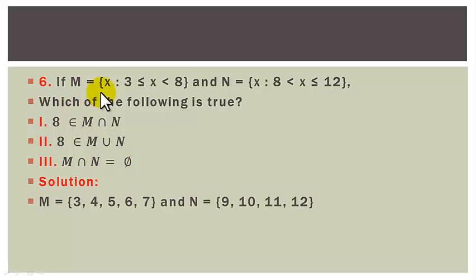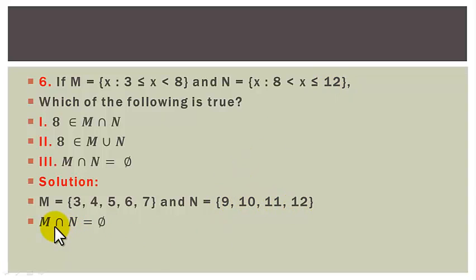Solution. Let us list the elements of the sets M and N. Since x is greater than or equal to 3 but less than 8, the elements of the set M consist of the numbers from 3 to 7. That is 3, 4, 5, 6, and 7. And in N, since x is greater than 8 but less than or equal to 12, the elements of N consist of the numbers from 9 to 12. That is 9, 10, 11, 12.